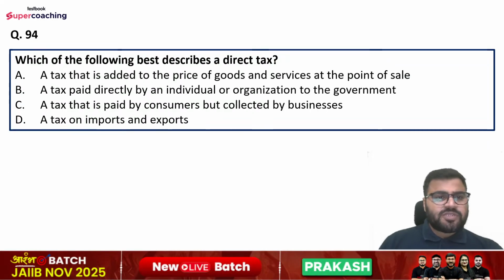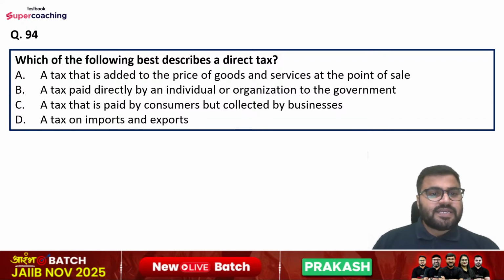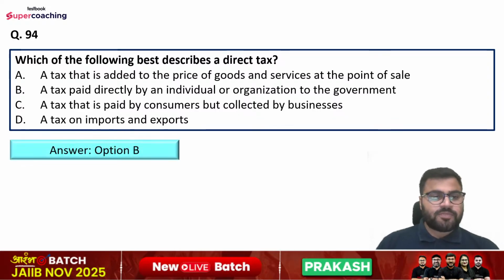Question number 94, which of the following best describes a direct tax? Options are a tax that is added to the price of goods and services at the point of sale, a tax paid directly by an individual or organizations to the government, a tax that is paid by consumers but collected by businesses, a tax on imports and exports. So right answer is option number B.